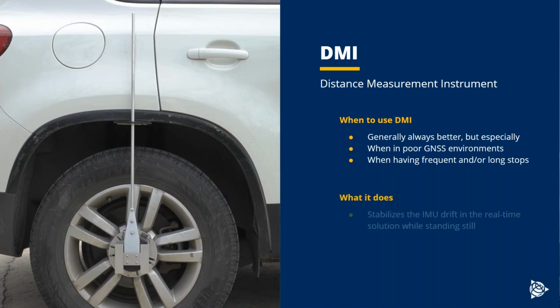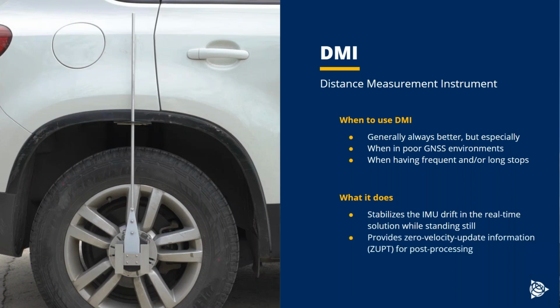So what the DMI does, it stabilizes the IMU drift while you're standing still in real time, also in the post-processing. And in the post-processing specifically, it provides this so-called ZUPT update, zero velocity update information. So it tells us in the post-processing when the device is actually standing still or not.